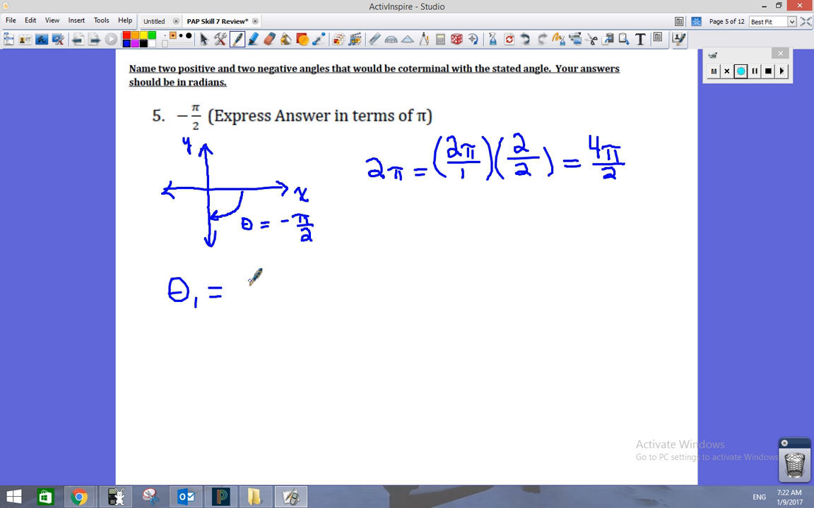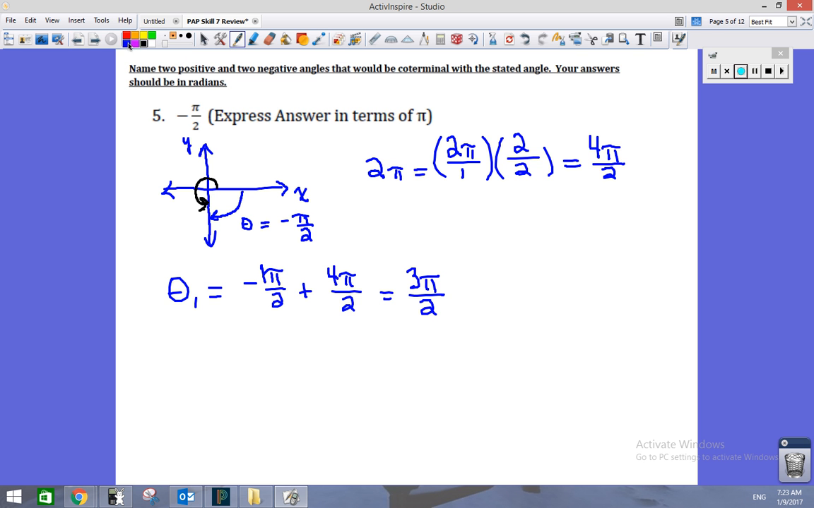So if I have negative pi over 2 plus a complete revolution, and remember I can put a 1 here, that's 3 pi over 2. So I claim that if you start here on the positive x-axis and rotate a positive 3 pi over 2, you started on the same place, the positive x-axis, and you rotated and you ended up on the same ray, which looks to be the negative part of the y-axis.